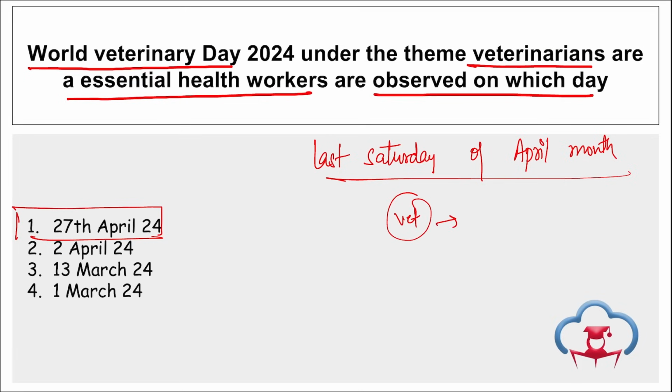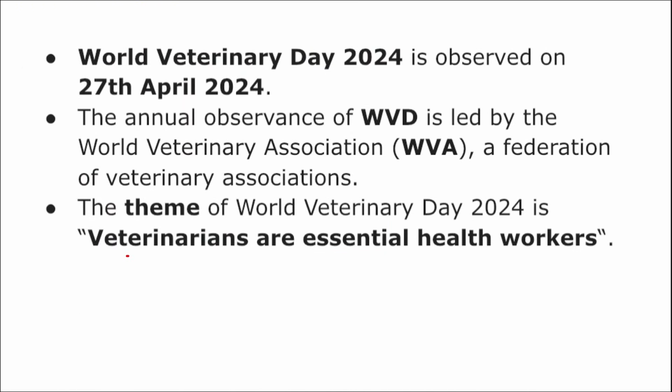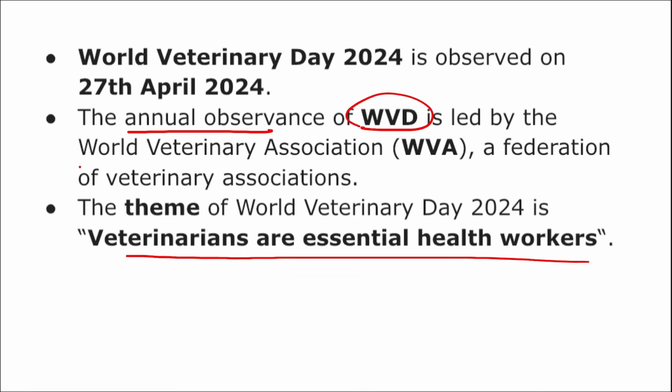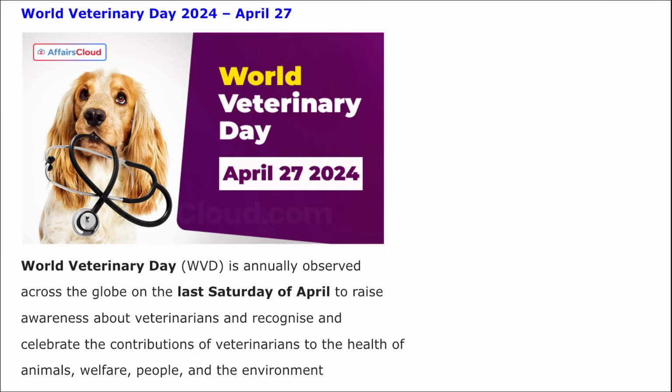There is a theme that you all need to remember for this, the theme being veterinarians are essential health workers. Take a note of this. And this annual observance of World Veterinary Day is led by the World Veterinary Association, that is the Federation of Veterinary Associations, and this day is observed on 27th of April. Generally, it is the last Saturday of April.